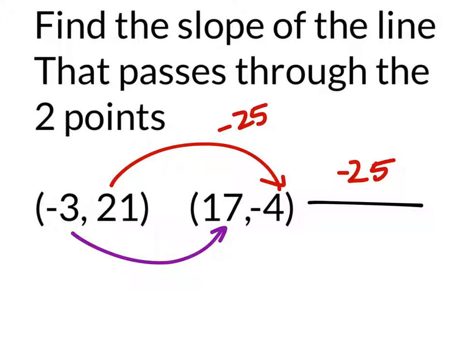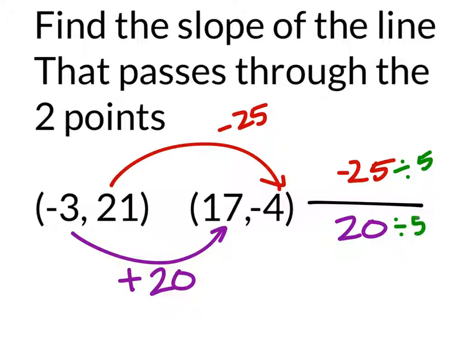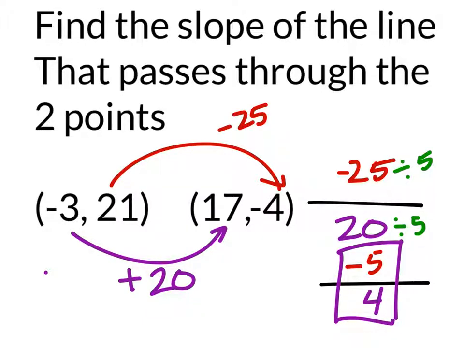And then from the x's, you go from negative 3 to 17, which would be to the right, so that's positive 20. That would be good enough, but this one can be simplified by dividing both of these by 5. And then we get negative 5 over 4. That's the slope. Yeah, I get it now.